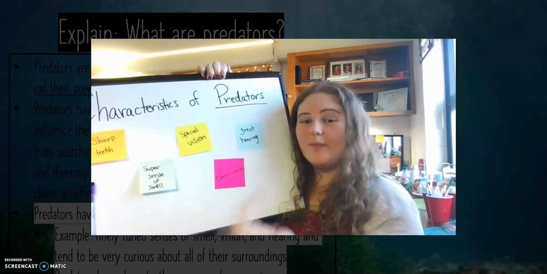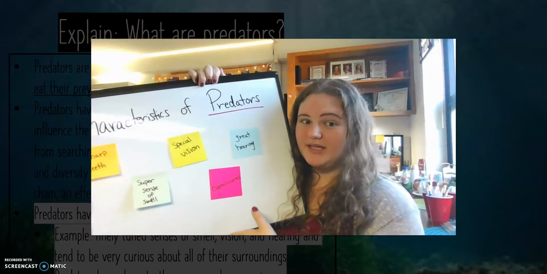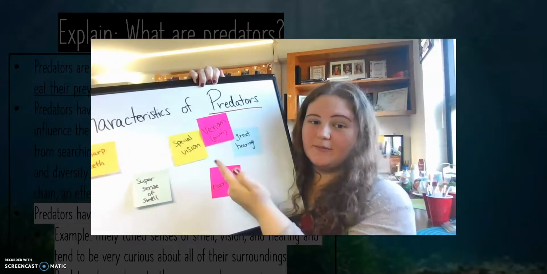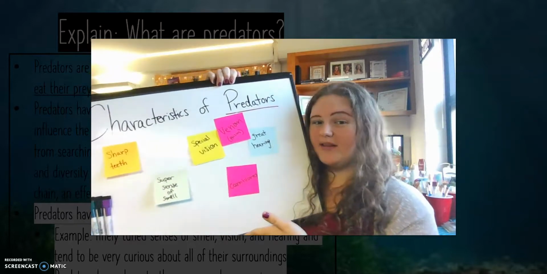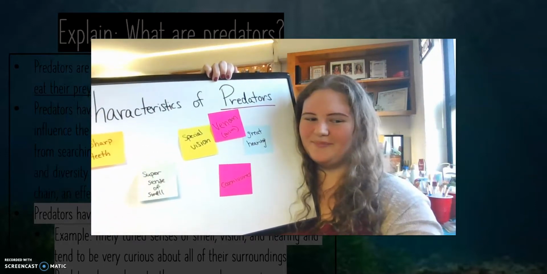And carnivores. Remind me again what a carnivore is? Right, that's an animal that only eats meat. So I'm going to add one more to the board, and that's venom. So sometimes predators have venom. Can you guys think of a predator that might have venom? Right, a snake. That's a good job.